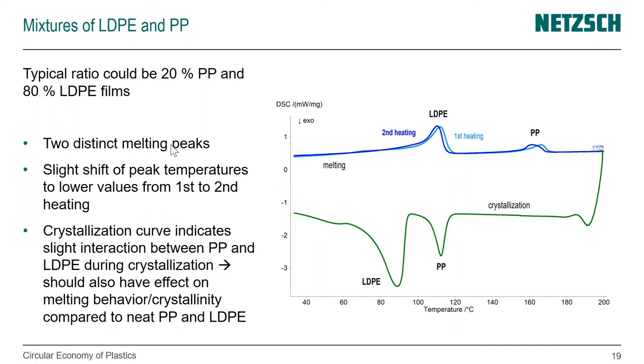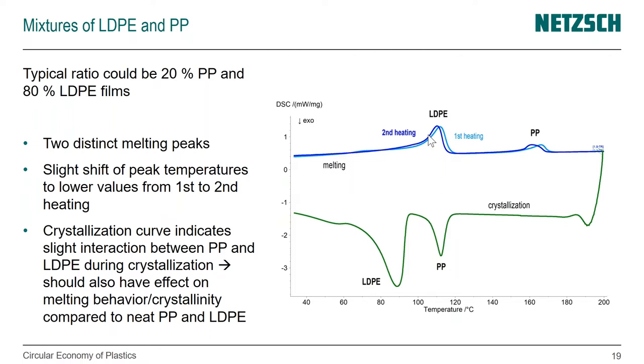the webinar otherwise. Okay, so we looked at mixtures of LDPE and PP, and I picked one ratio that could be quite typical. Okay, thanks for the feedback. You see here in light blue the first heating, two distinct peaks, first for LDPE, then for PP. You see the crystallization curve, and then we see the second heating in blue. The second heating is normally what we look at because we're interested in the material property and not in the processing history. So for LDPE and PP, it's a more simple example because we see two distinct melting peaks.